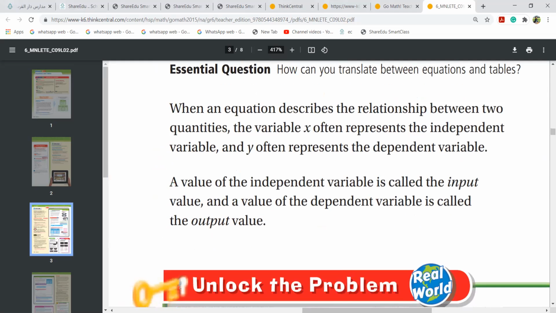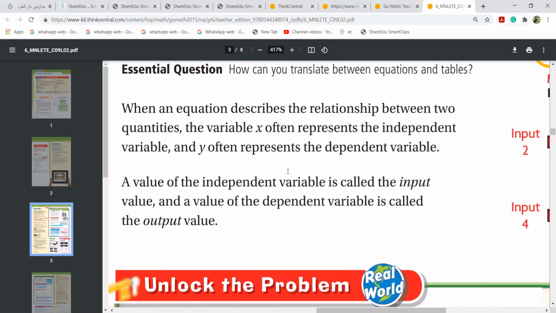So when an equation describes the relationship between two quantities, the variable x often represents the independent variable. As I told you yesterday, the n, the y, whatever the letters are there, they are the independent variable because you can change them. Like I have n number of chocolates, and I buy one chocolate for $3. The $3 is fixed, and the independent variable is how many chocolates you buy. You can buy 10, you can buy 12, that is up to you. So that is the independent variable.